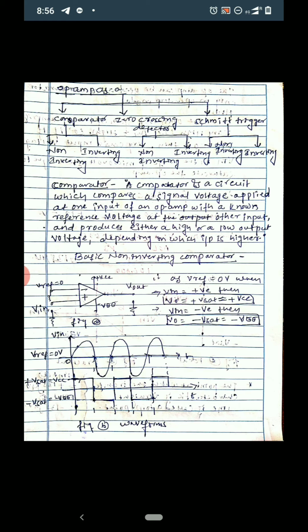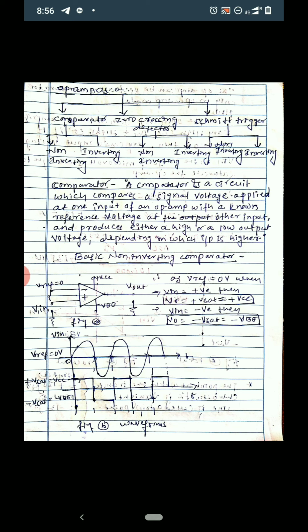So in other words, in open loop mode, you will get only two output states, either high or low. If it is high, it will be plus V saturation. If it is low, it will be minus V saturation. There is no in between. These are like digital outputs, high and low.